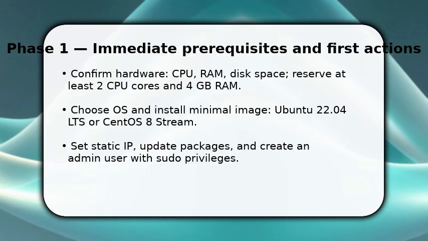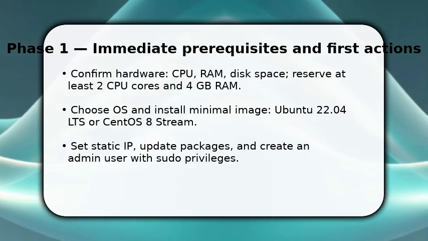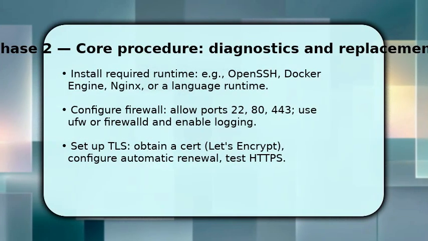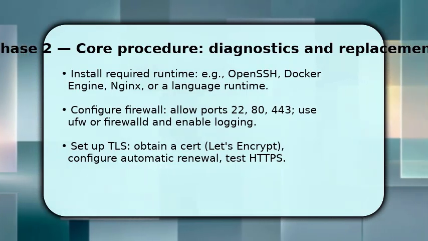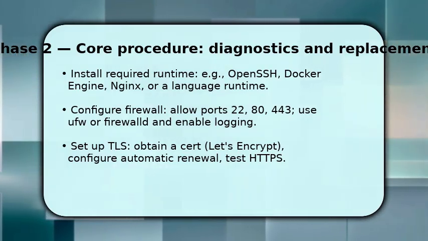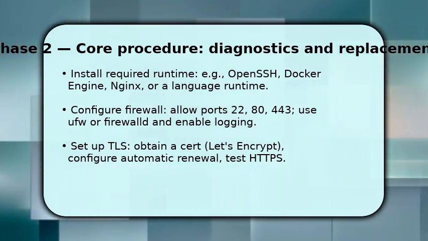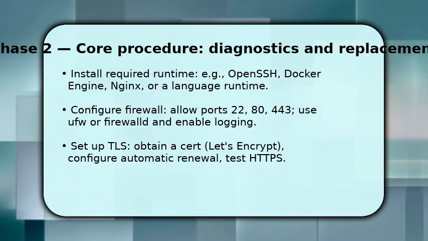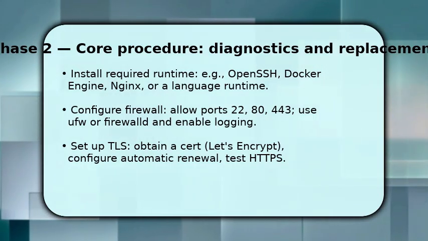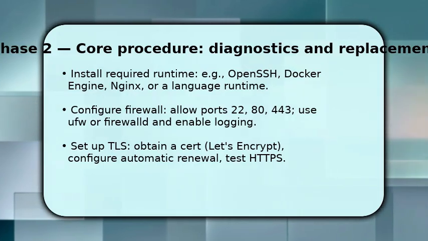Next, install the core services your server needs. You should add OpenSSH for remote access, then choose Docker or native packages for your app. Docker simplifies dependencies. Configure the firewall to permit only essential ports, 22, 80, 443, and deny everything else by default.